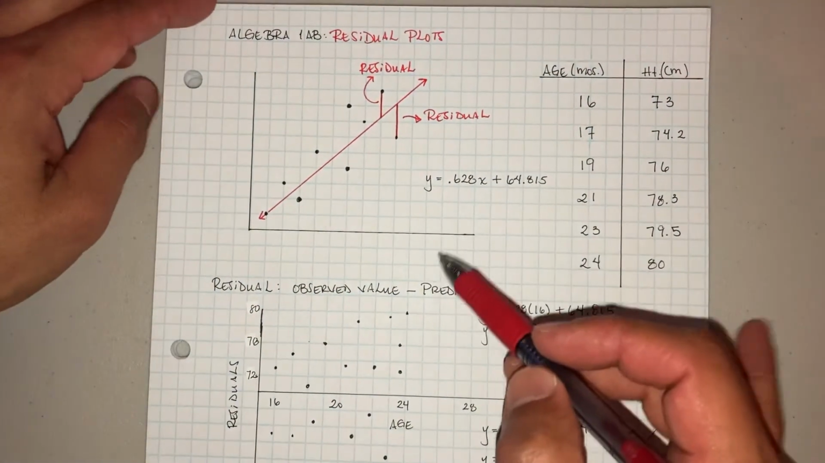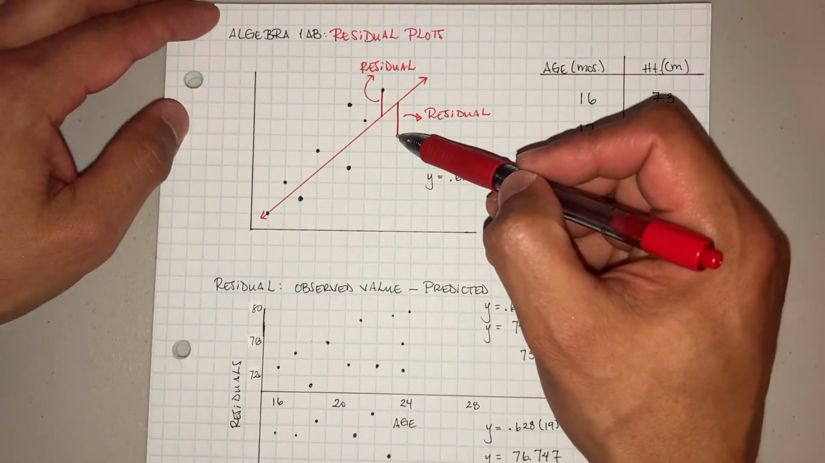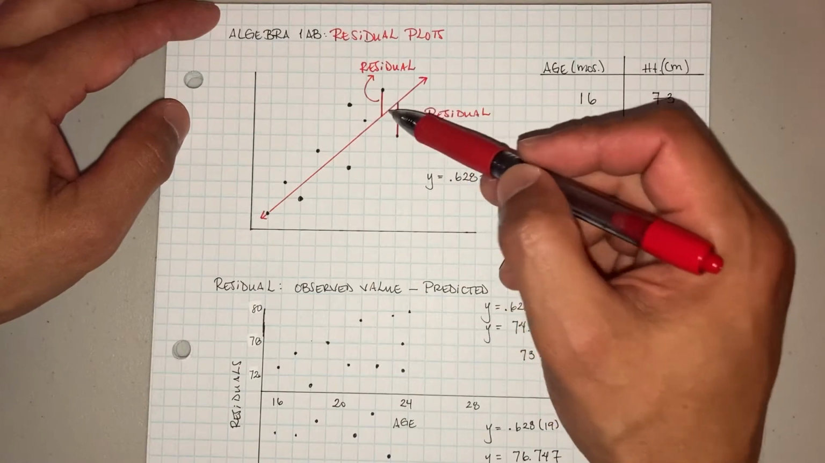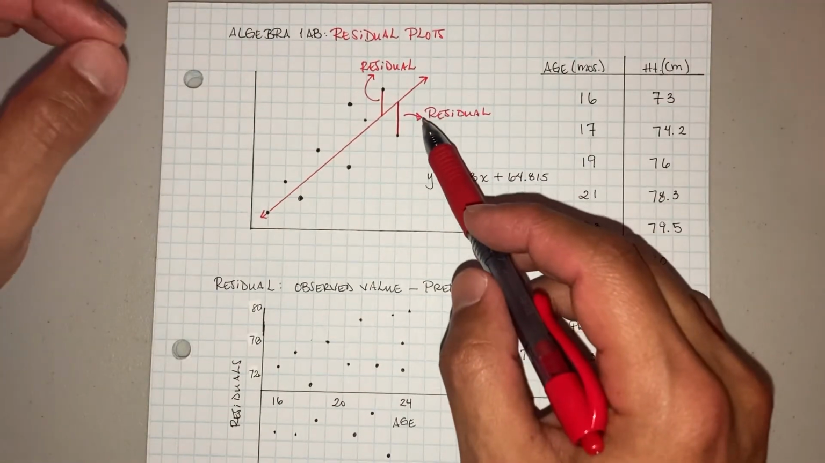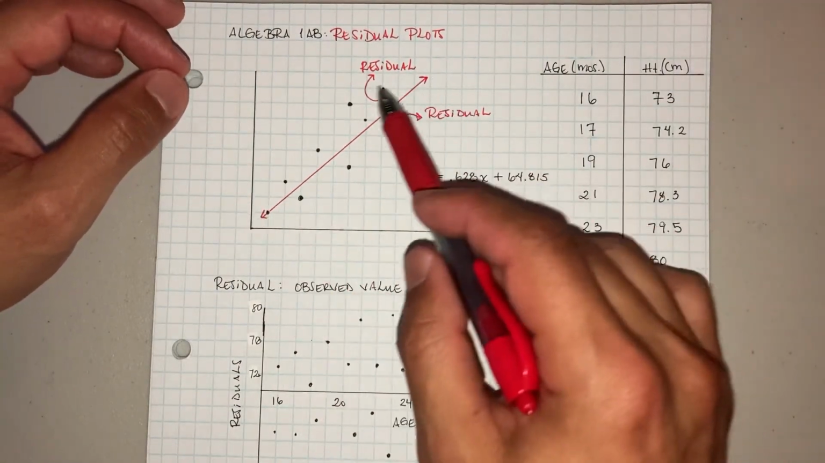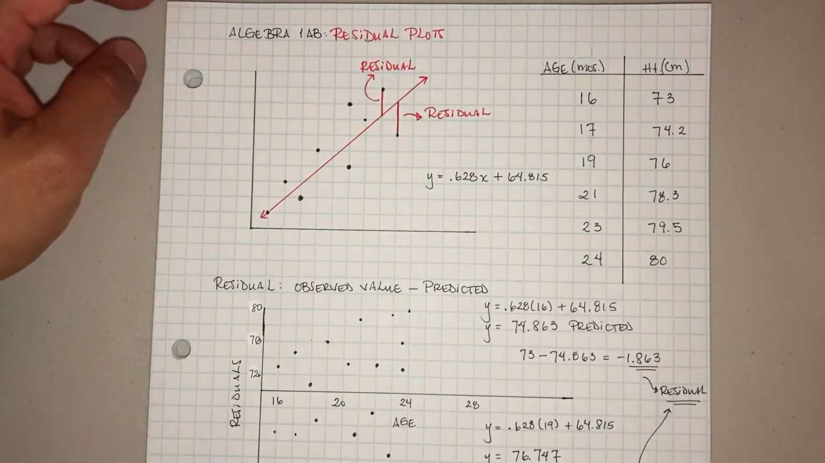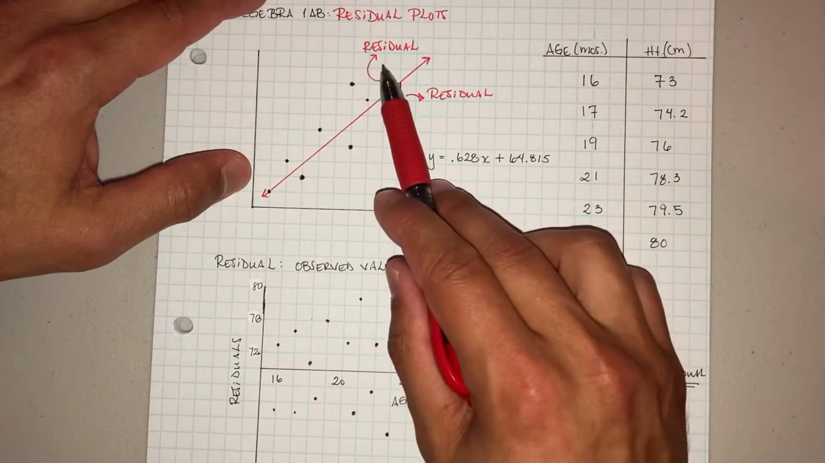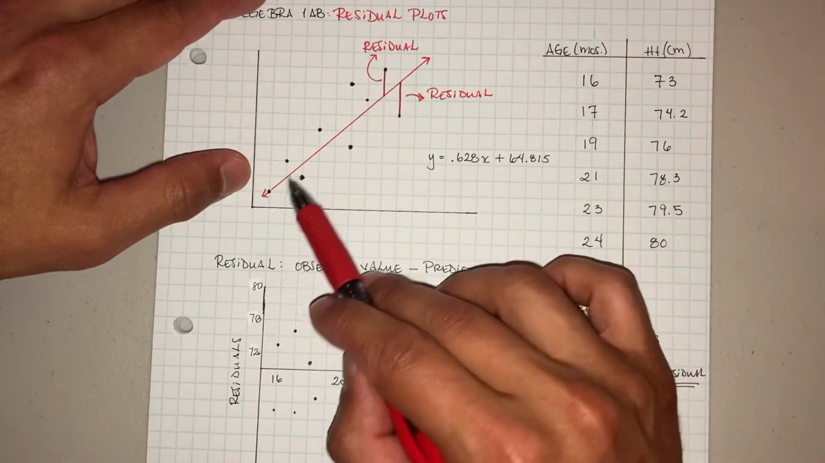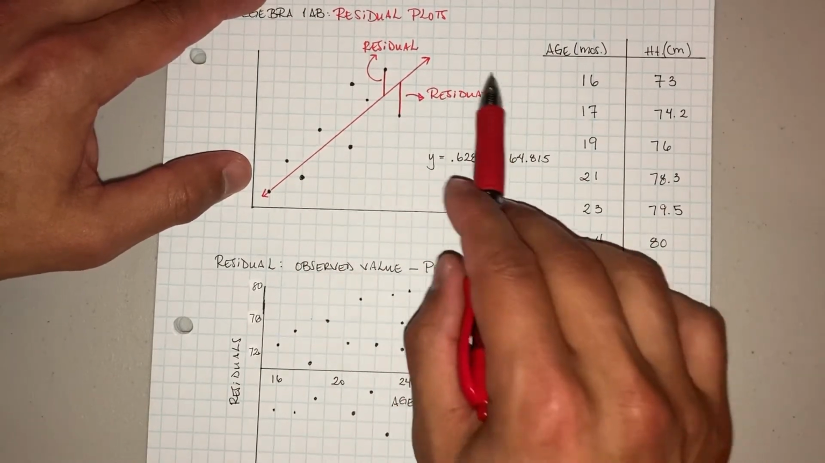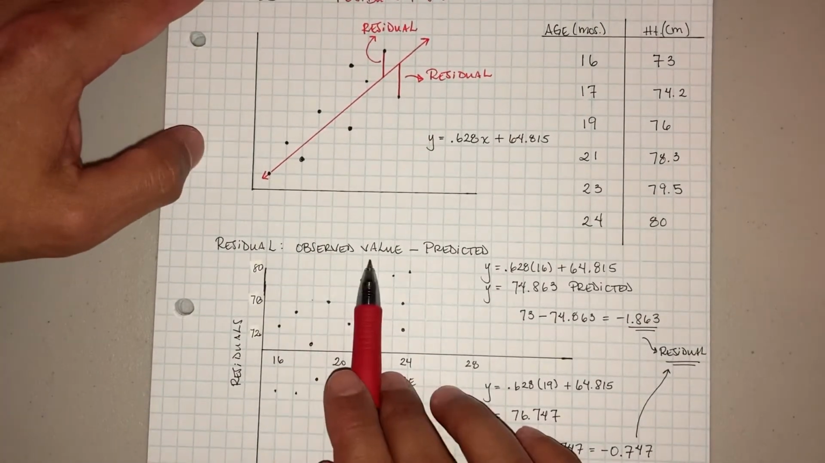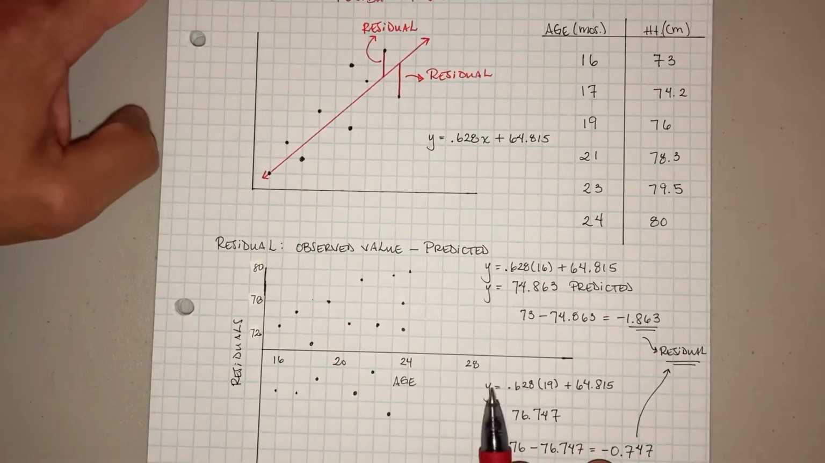So guys, I want to make sure that the distance from this point to this line here is as minimal as possible. That'll make sure that I have the best fit line for my model or my prediction. And the distance between the point and the actual predicted line, the line of best fit, is called the residual. And the residual, guys, is the observed value minus the predicted. Well, what does that mean?